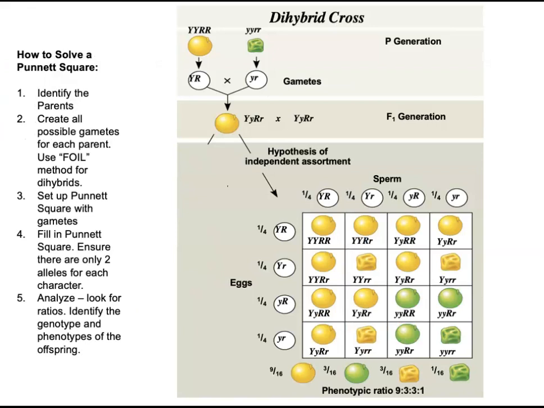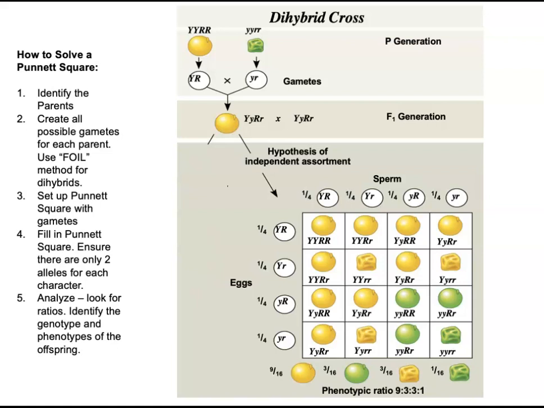Let's return to this dihybrid cross for a moment. Again, this is called a dihybrid cross because we are looking at two characters, color and texture. The individuals in the P generation have two alleles for each character, so we see 4 alleles here. I'm going to walk you through how to complete a dihybrid cross.